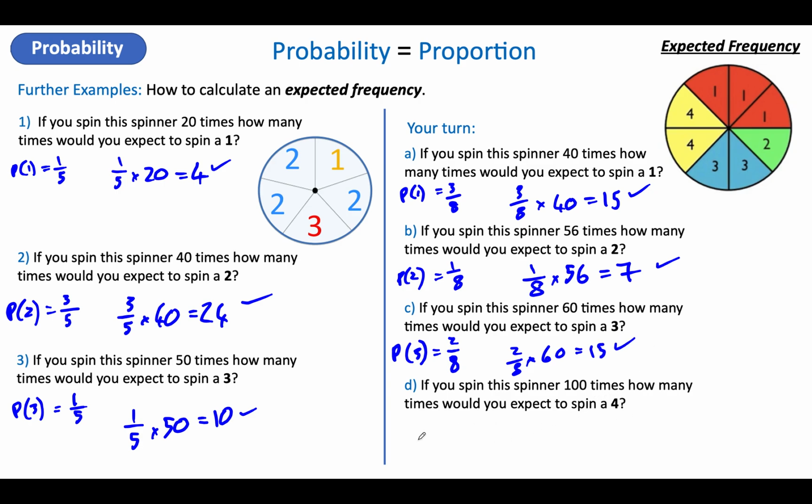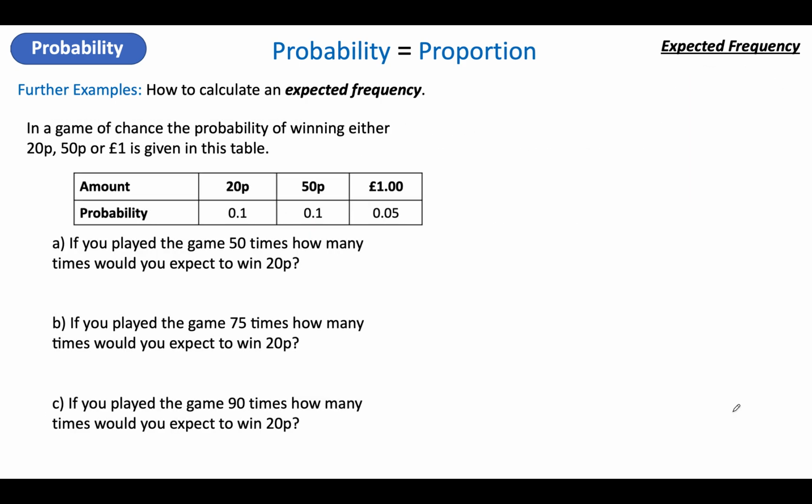What about if I spun it 100 times? What's the probability of a 4? Well, there are 2 sectors again which are a 4, so 2 out of 8. So that's the proportion of times I'd expect to get a 4. So I want 2/8 of 100, which is 25. I would expect to get 25 4s if I did it 100 times. Cool, okay, that's pretty straightforward, isn't it?